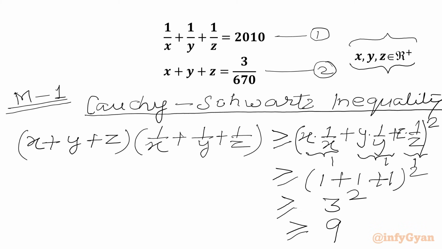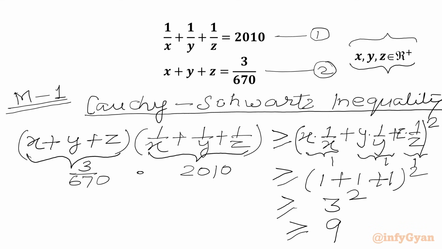Now we have equation number 2, value is 3 over 670. Equation number 1, value is 2010. So we have to multiply these two. Now 2010 over 670, this is 3. 3 times 3 is 9. So 9 cannot be greater than 9. 9 is equal to 9.